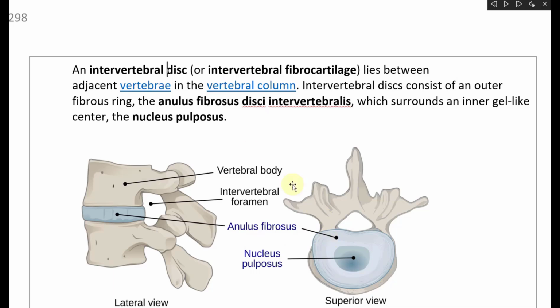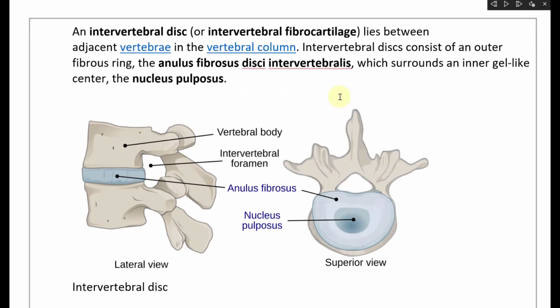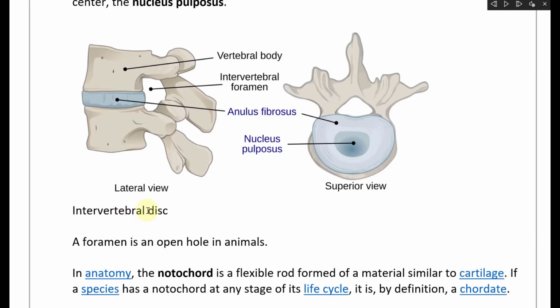That's the annulus fibrosus. Let's see the whole pronunciation. The annulus fibrosus discus intervertebralis. All right. So the annulus fibrosus disci intervertebralis, which surrounds an inner gel-like center, the nucleus pulposus. See this pronunciation? The nucleus pulposus. So here's an intervertebral disc.